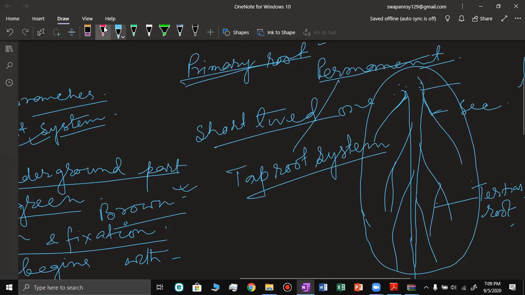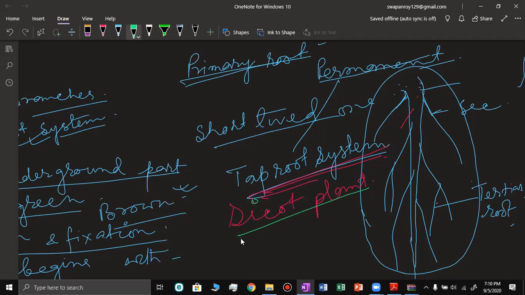So the main one, this primary root, is the taproot, along with its branches, the taproot system. This taproot system is the characteristic feature of dicot plants. Dicot plants are those which have two cotyledons in their embryo. So in the dicot, these things happen.